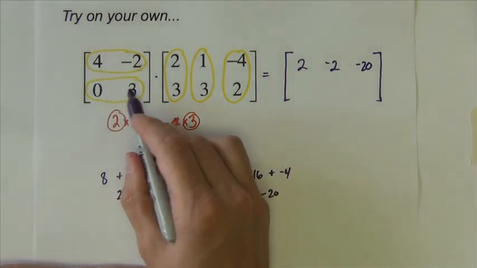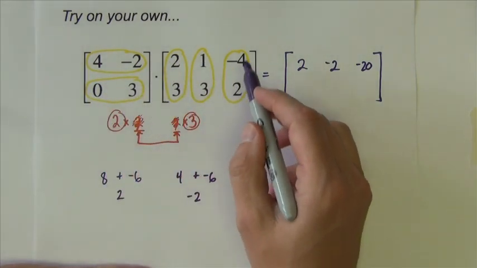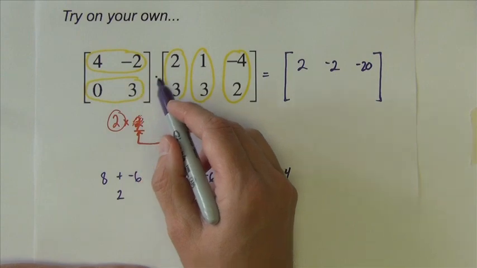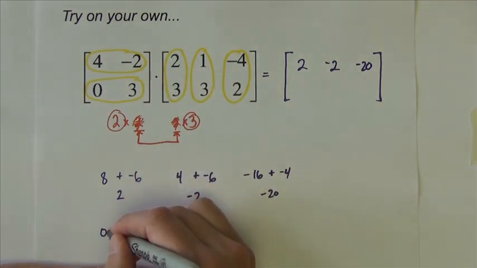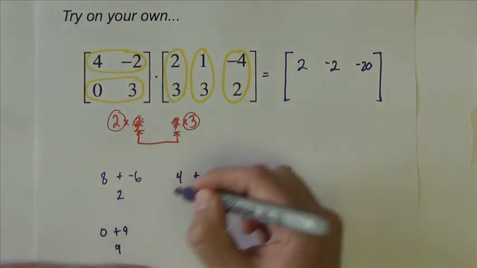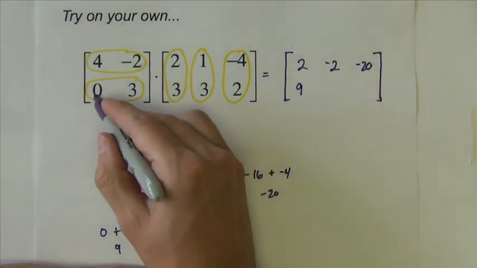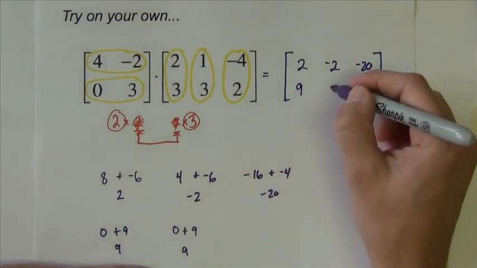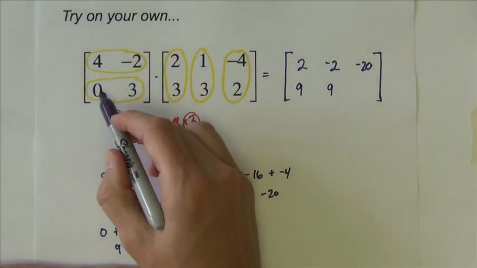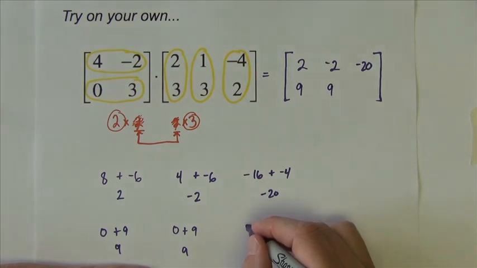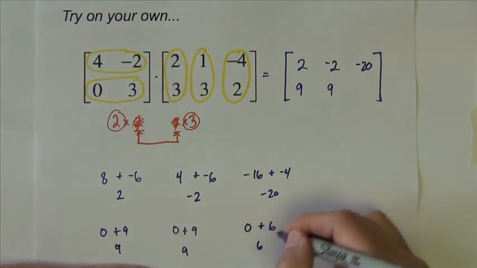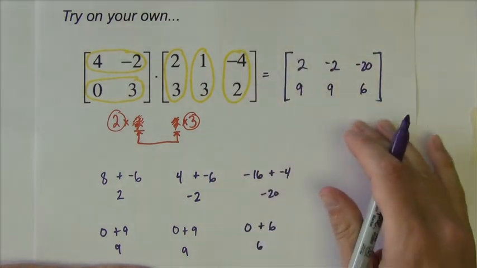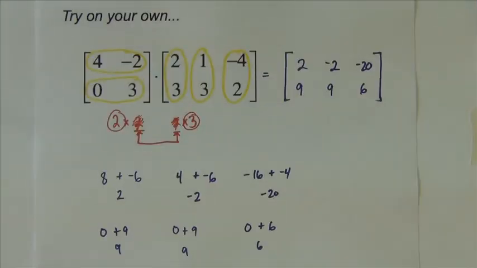Okay. Now I'm going to shift to the bottom row and just work my way across the columns. Row 2, column 1. I've got 0 plus 9, which is 9. And row 2, column 2, I've got 0 plus 9, which is another 9. And I've got row 2, column 3, I've got 0 plus 6, which is 6. There's our product.